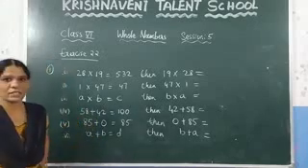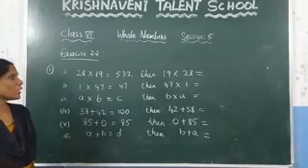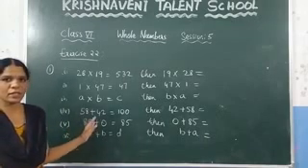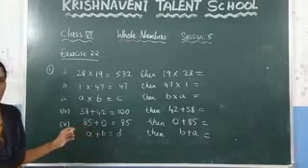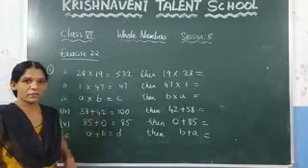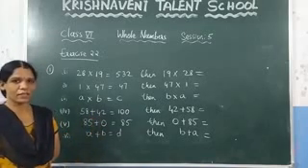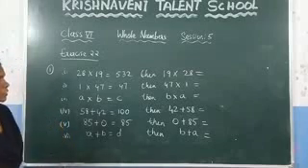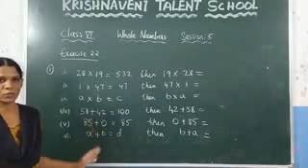In the earlier session we discussed the properties of the whole numbers. In that we discussed the closure property, commutative property, associative property, and then we discussed additive identity, multiplicative identity and division by zero. Now based on these properties we are going to discuss exercise 2.2.